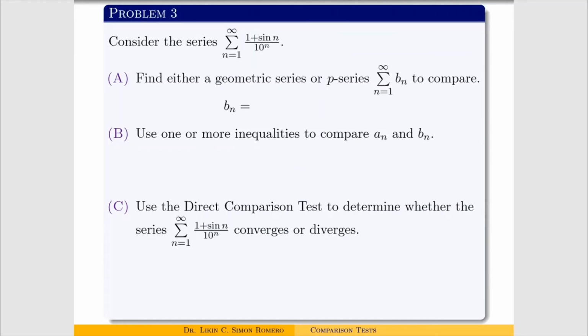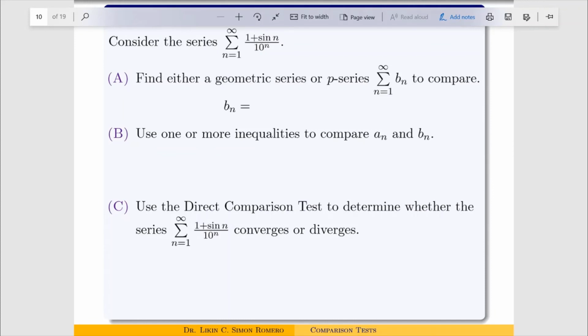For problem 3, we have the series n equals 1 to infinity of 1 plus sine of n over 10 to the n. To find a series to compare this to, we observe that this is similar to a geometric series. The geometric series I'm going to use is 2 over 10 to the n.